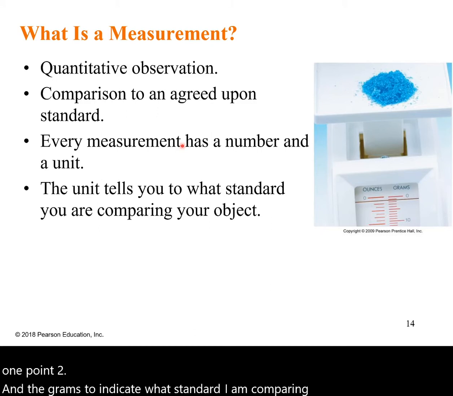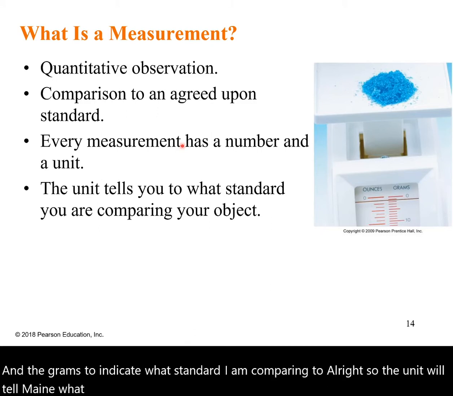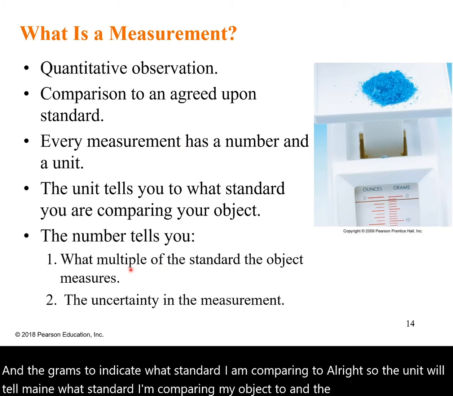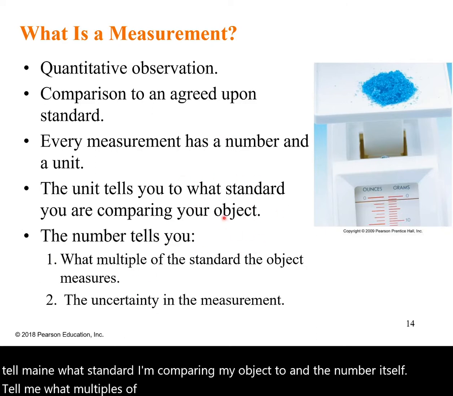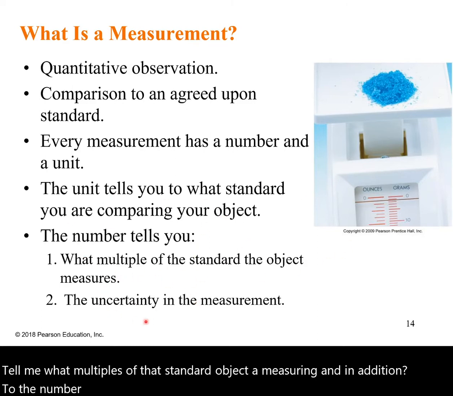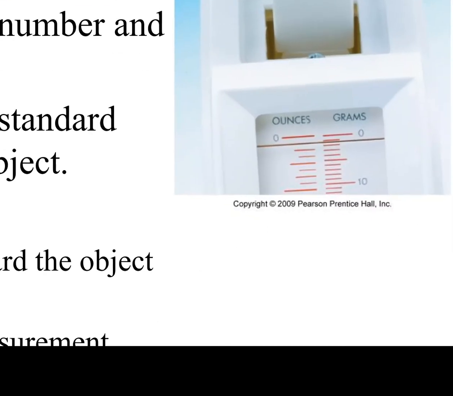All right, so the unit will tell me what standard I'm comparing my object to, and the number itself will tell me what multiples of that standard object I'm measuring. And in addition to the number of multiples, it's going to contain some uncertainty in the measurement. Let me zoom in here a little bit. So if you notice, this is one measurement right here, right? So I am at a little bit above 1, but I'm not sure what this other one is. So I estimated it to be 1.2.